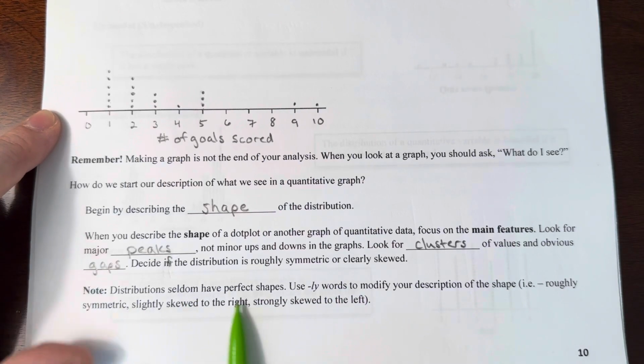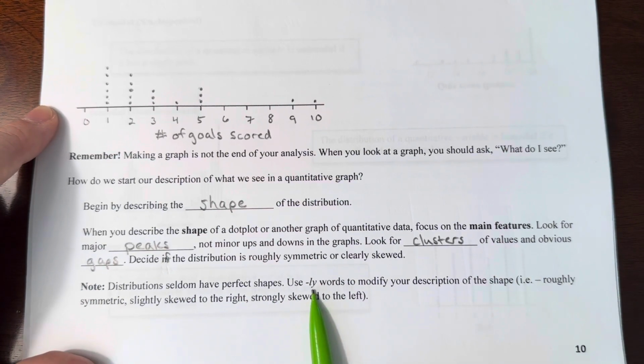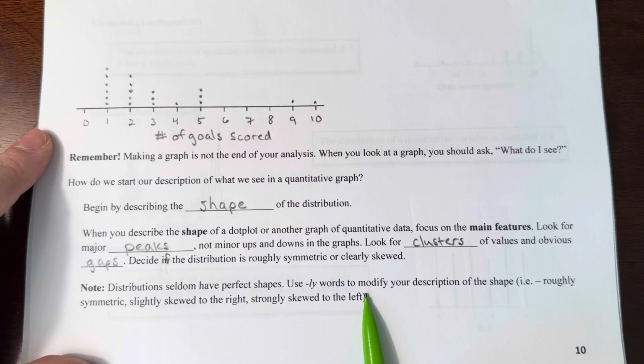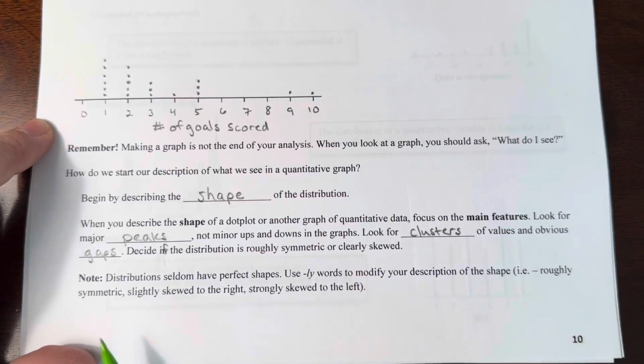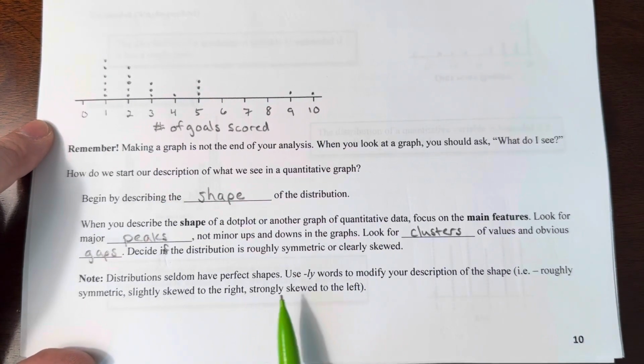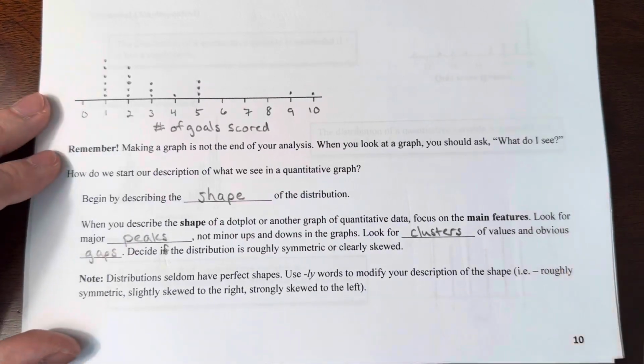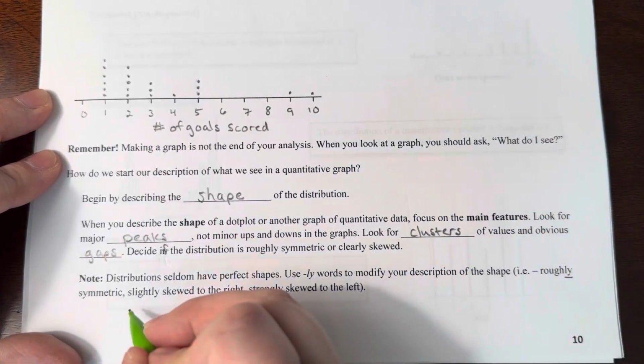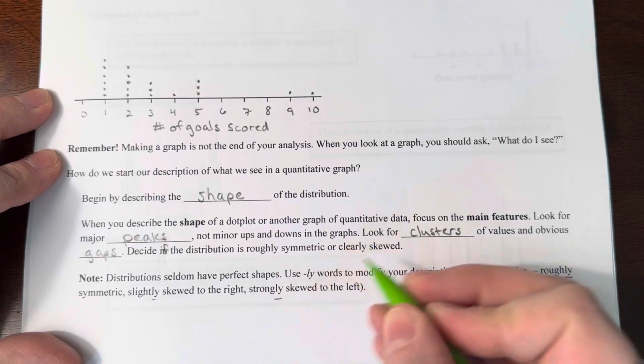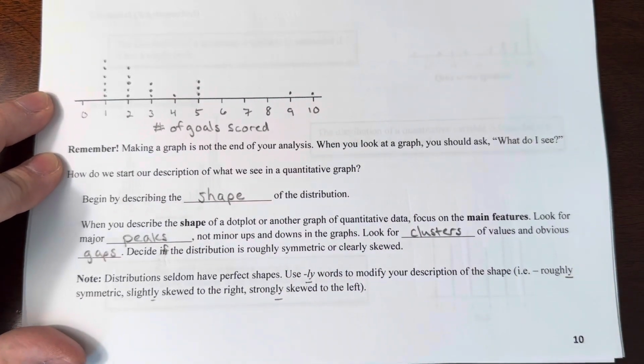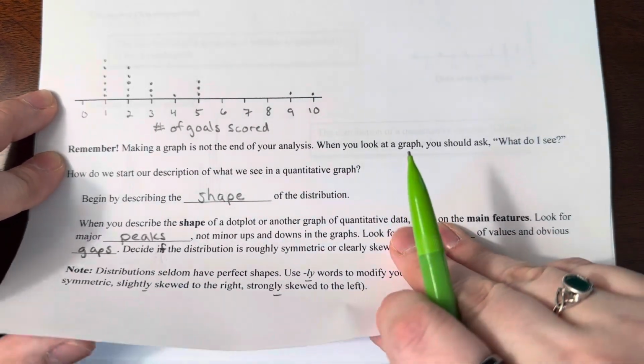Now, distributions seldom have perfect shapes. Use LY words, so Lee words, to modify your description of the shape. Roughly symmetric, slightly skewed to the right, strongly skewed to the left, things like that. Notice that these words end with LY. That's what I mean by Lee words. Okay, let's go to the next page.